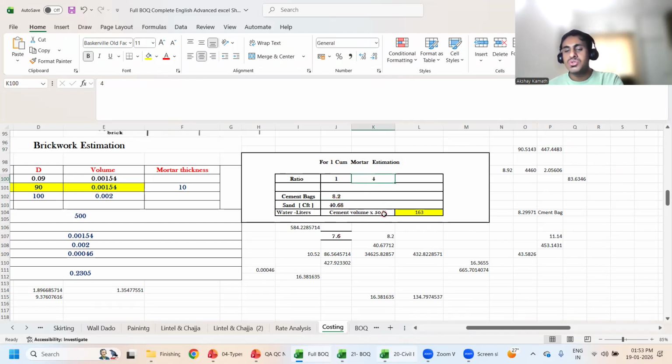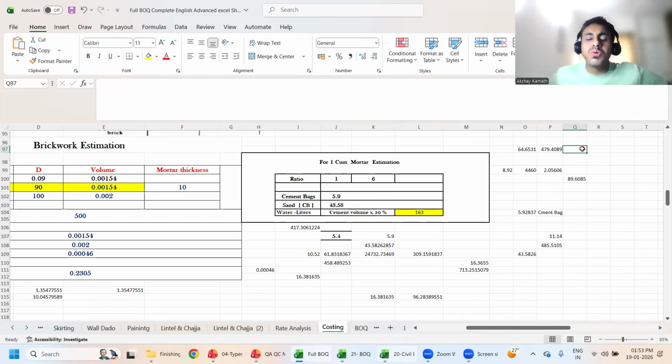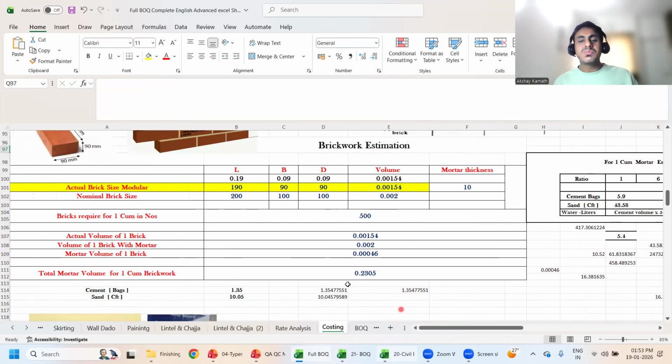Suppose if the ratio goes to 1:5, then you require 10 bags of cement and 38.13 CFT of sand. Suppose if your ratio is 1:6, then you require 5.9 bags and 43.58 CFT of sand. This you have to remember, so that you know the values, directly multiply by the total volume, total cubic meter, the volume of mortar, you will get all the answers. Understood, no? So this is how you are supposed to understand it.